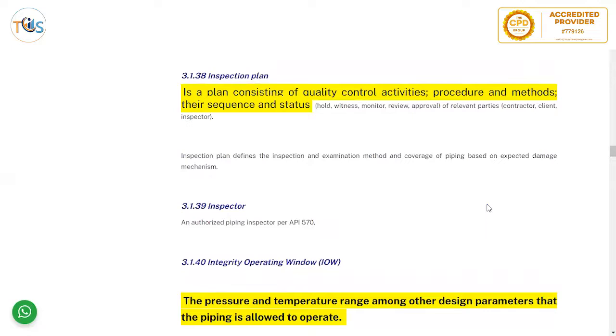Inspection plan is a plan consisting of quality control activities, procedures, and methods, their sequence and status: hold, witness, monitor, review, approval of relevant parties, contractor, client, inspector. The inspection plan defines the inspection and examination method and coverage of piping based on expected damage mechanism.